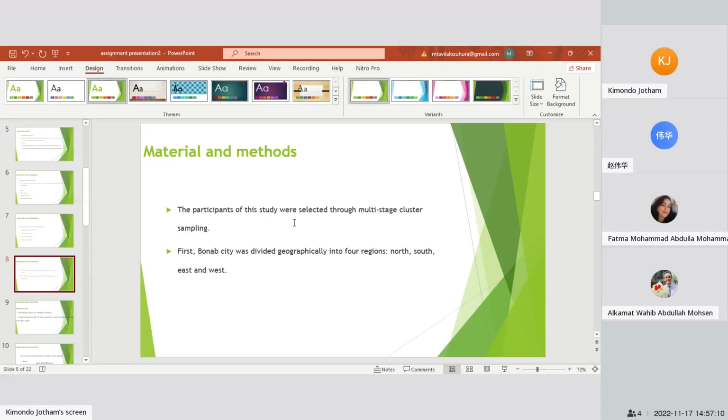The participants of this study were selected through multi-cluster sampling, and Bonab City was divided geographically into 4 regions. So they selected those 44 samples on the north side, south side, and east side of this Bonab City.